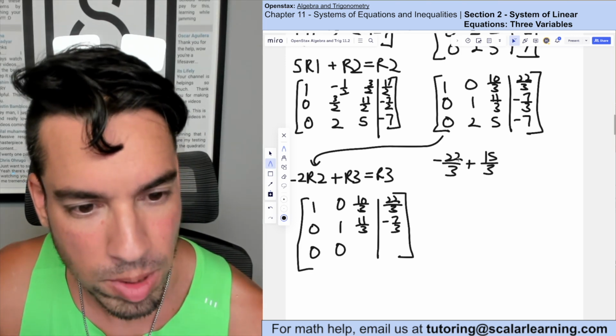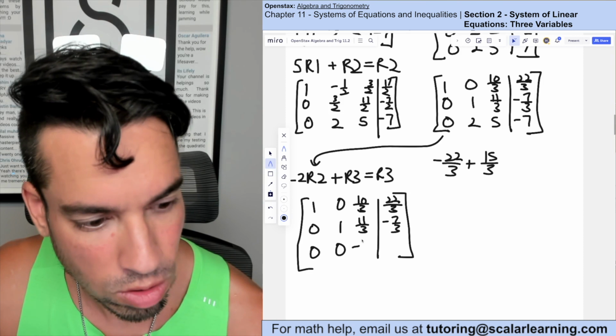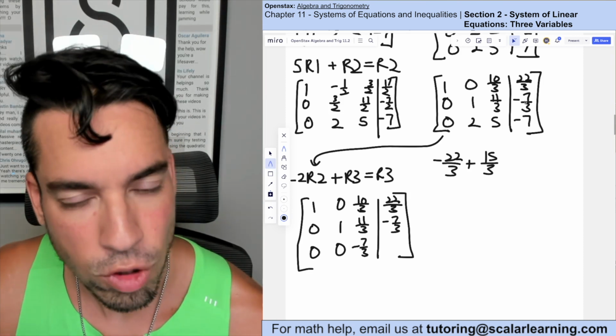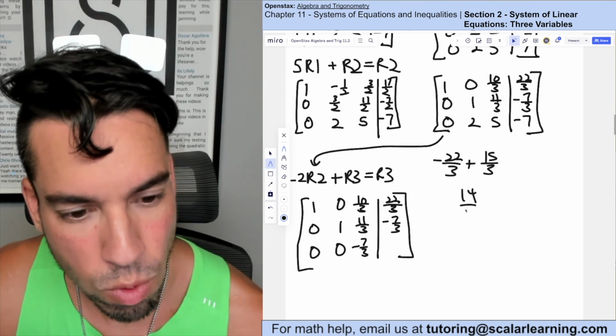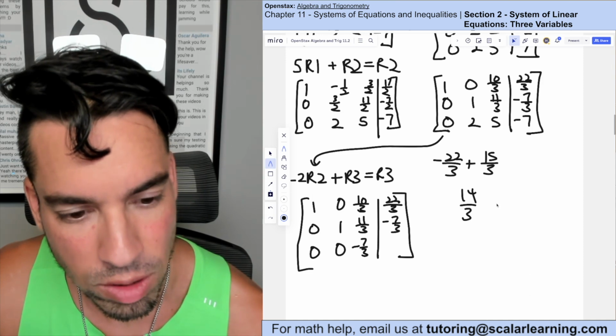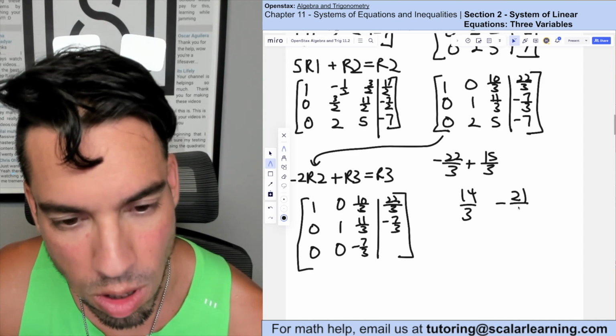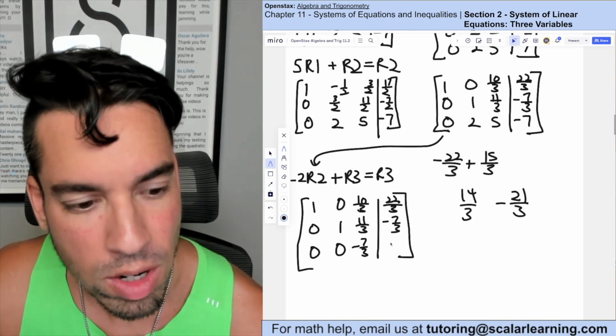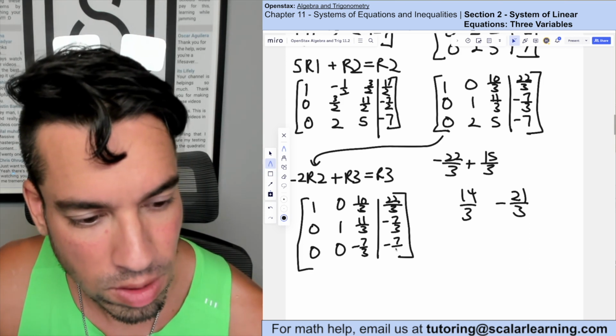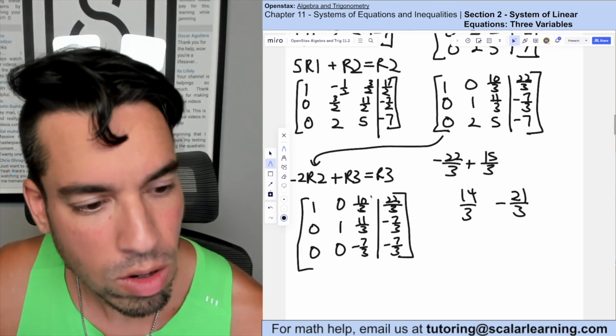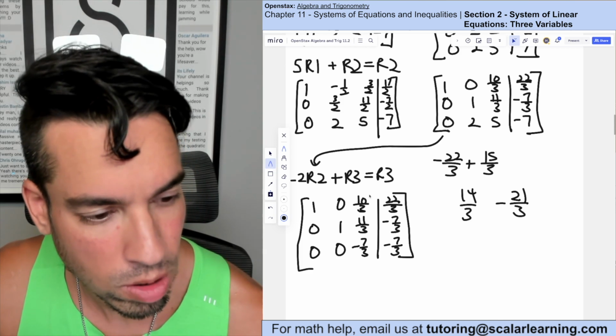With a common denominator, that is going to be negative 7 thirds, boom. And then negative 2 times negative 7 thirds is positive 14 thirds plus negative 7, which is the same as negative 21 thirds, right? Just getting a common denominator, and that's going to be negative 7 thirds. All right, great. Now I'm going to start back up here and I want to flip this one to 0.